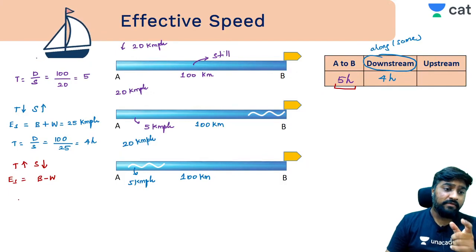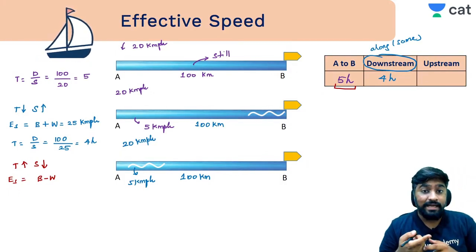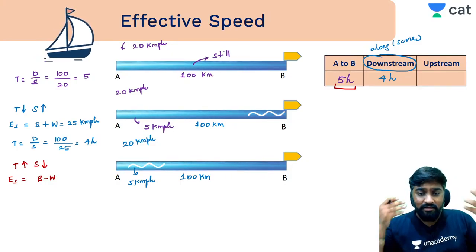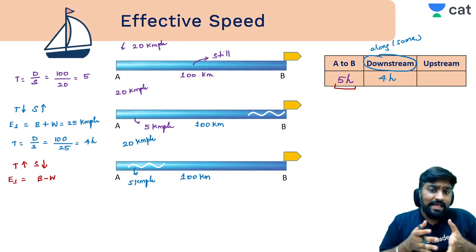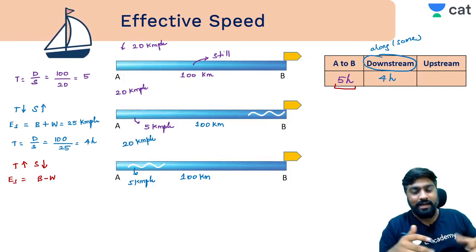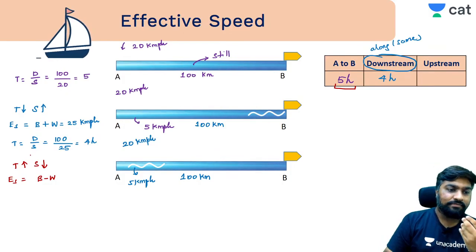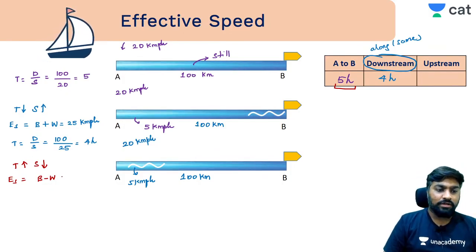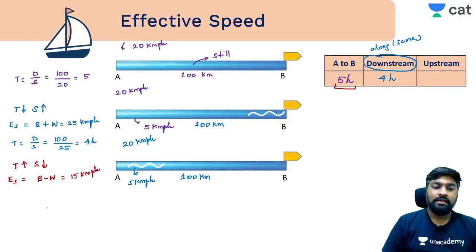Yes, now always remember, whenever you go for effective speed, the speed of the boat must always be greater than the speed of the water. Otherwise you are just trying to row your boat where it's not making any effect at all. If the water is flowing faster than the speed of the boat, then it doesn't make sense at all, right? You're basically just rowing at one place, but you're going in the opposite direction. So the speed of the boat must always be greater than the speed of the water. So in this case, 20 minus 5 gives us what? 15 kilometers per hour. Make sense?